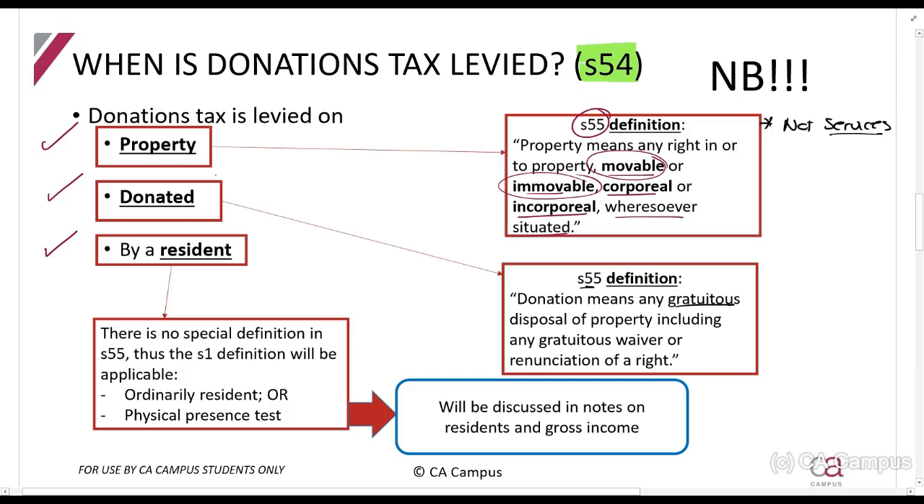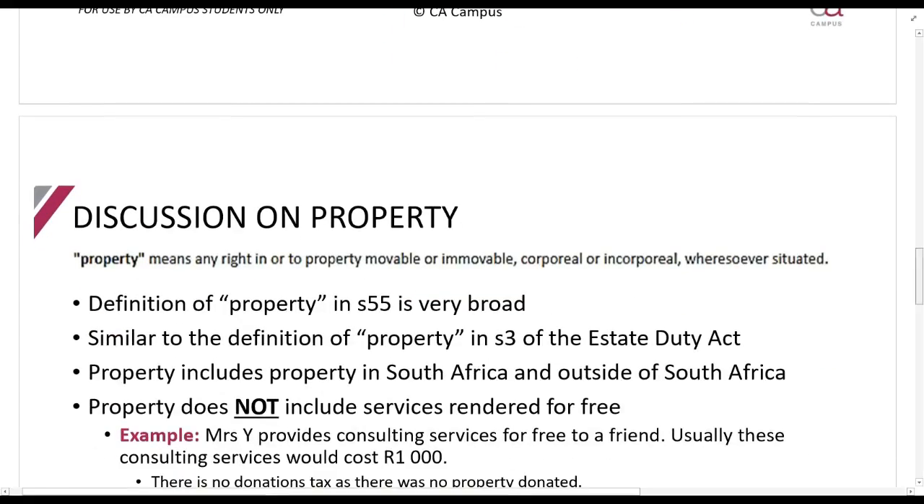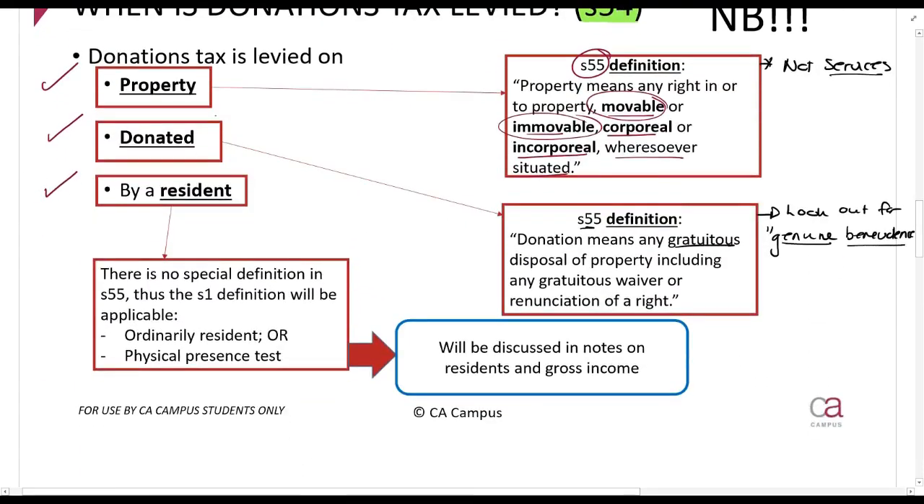What does it mean? They say here, you must look out for genuine benevolence. This is what court cases have said. There must be genuine benevolence. Right, genuine benevolence. Genuine means real and benevolence means kindness. So, you must not get something in return.